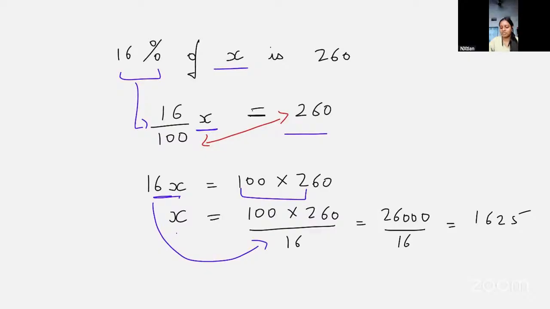So we will stop here for today. Tomorrow we will be doing more word problems. Tomorrow we will start the topic of word problems based on percentage.